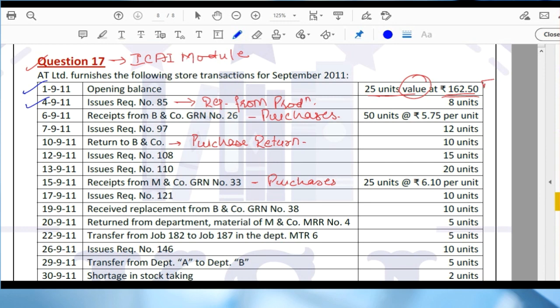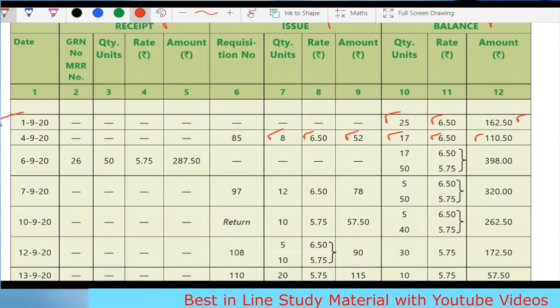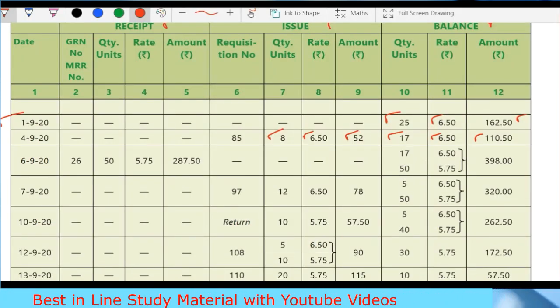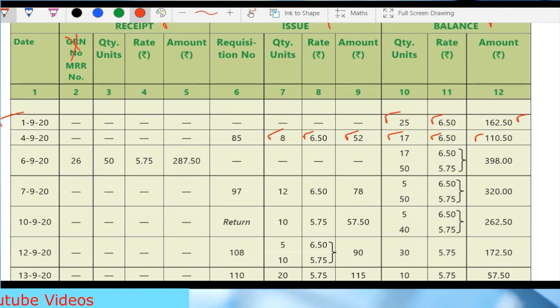Receipts from B and Company, GRN number, goods received, receipt number, purchases 50 units at the rate of 5.75 per unit. Right. 5.75, 26 is the GRN number. This column is not mandatory. You can skip this column also. There is no need to worry about it.